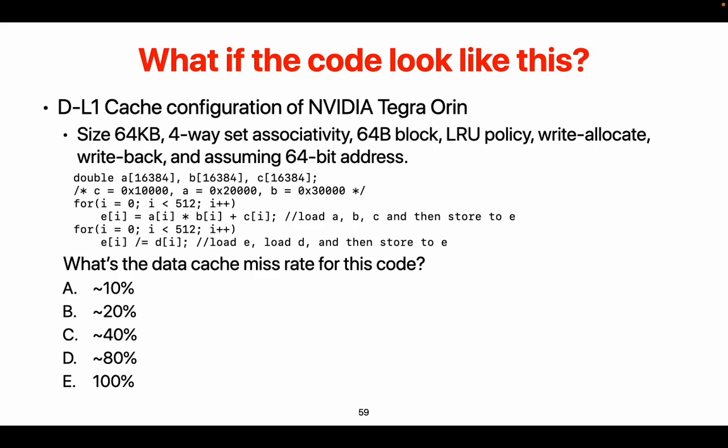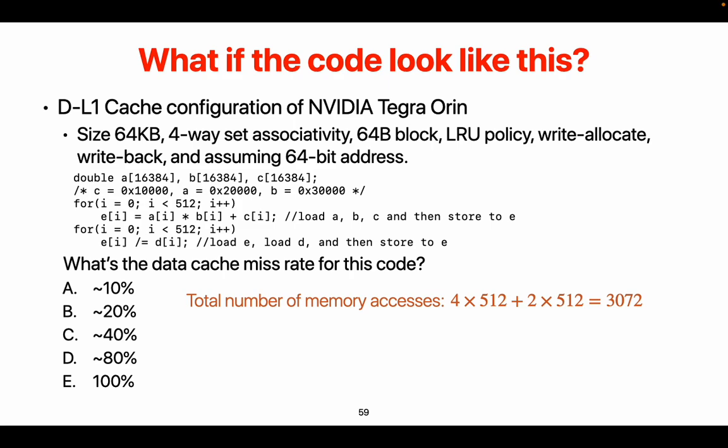512 times 6 in total, right? Because here we have the first loop with 512 iterations. Each iteration has 4 accesses. In the second loop, we have 512 iterations. Each iteration has two memory accesses. So it's a total of 3K. How about the number of cache misses?